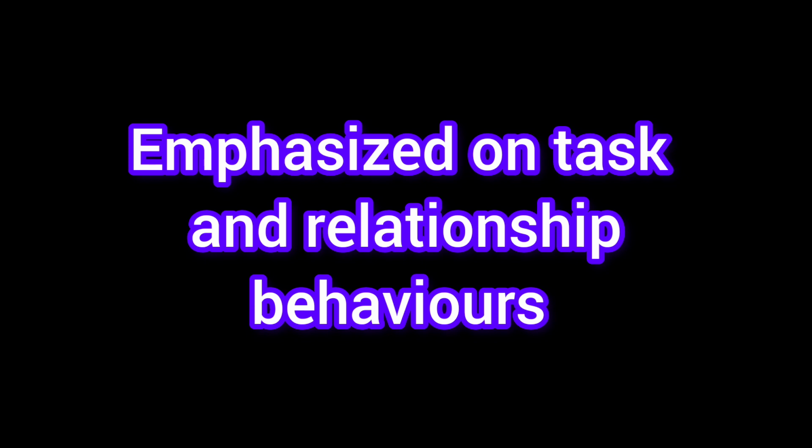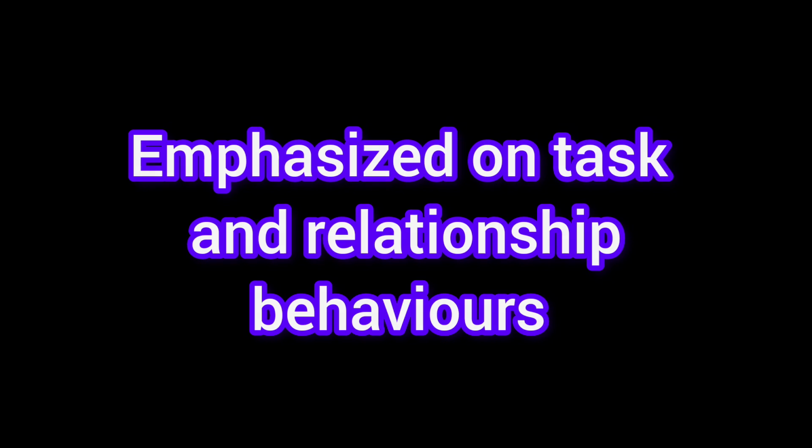So now going to the next thing. We have already said this model focuses on adapting management style to the maturity level of the employees, the maturity level of the followers. So there are four types of maturity. The first one is high maturity, the second one is low maturity, then moderate high maturity, and the last one is moderate low maturity.